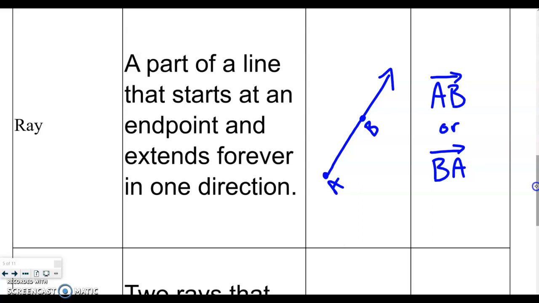Actually, let me change that real quick. That arrow should be facing the other direction. Like that. So whether we name it AB or BA, we do need to have the arrow going in the correct direction to signify where the end point is. So if somebody needed to recreate that, they would see, all right, A is not with the arrow, that's my end point. B is with the arrow, that's just a point between the end point and on forever.